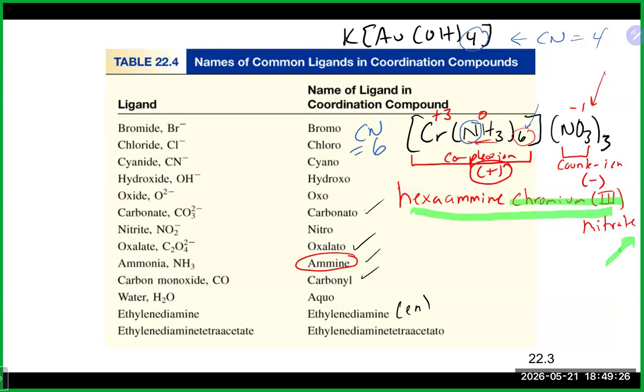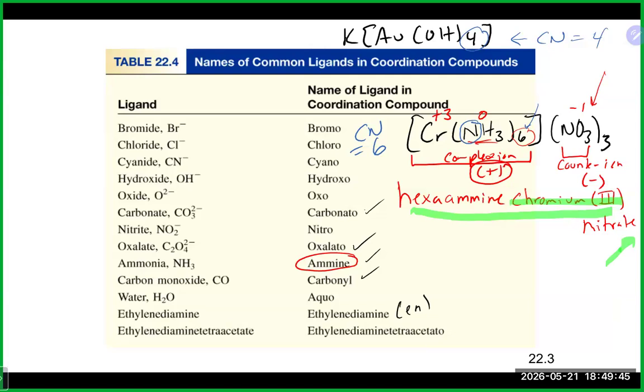When we do coordination number, the counter ion is not included, because it is technically not attached directly to the metal in the complex ion. It's just hanging out there, balancing out the charge. What we're looking for in coordination number is how many atoms are directly attached.